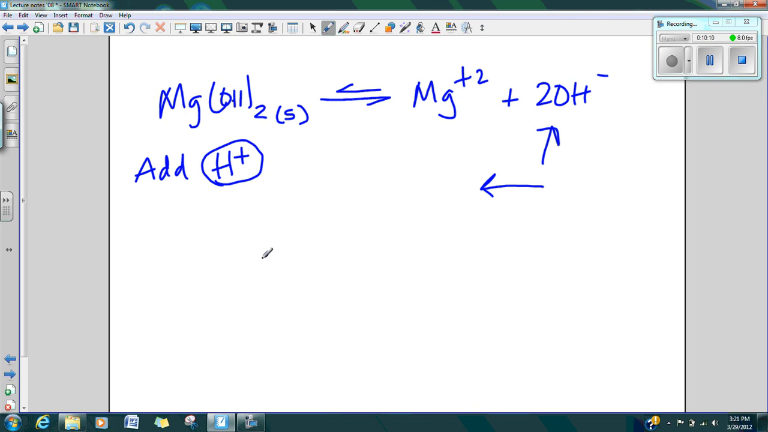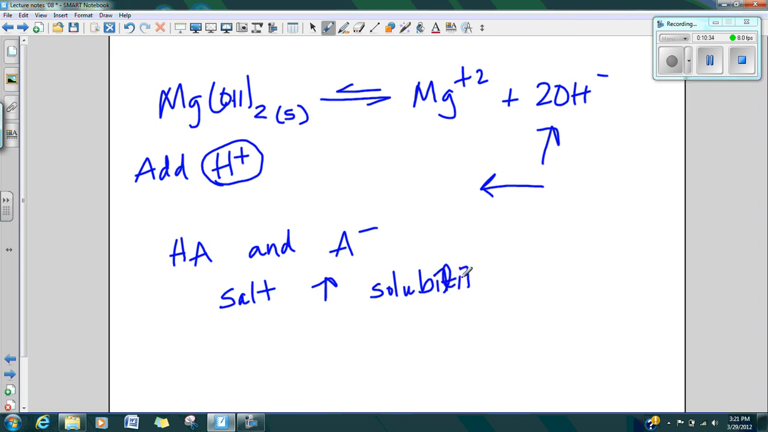So as a general rule, if I have a weak acid and a conjugate base, you guys should know that if I have a weak acid, this conjugate base is going to be strong. And if I have a salt, what's going to happen? This salt is going to increase its solubility by adding my weak acid. Solubility in acidic solution.